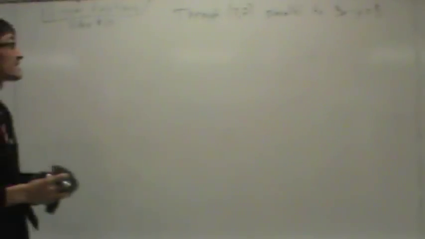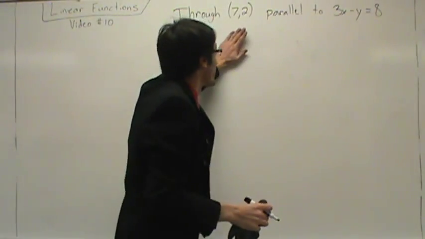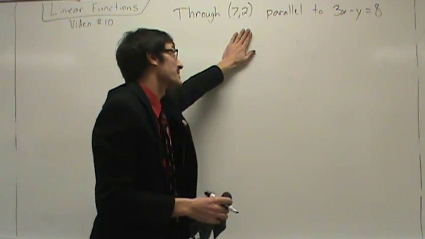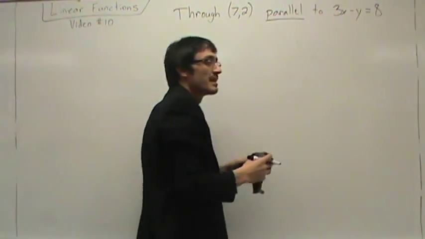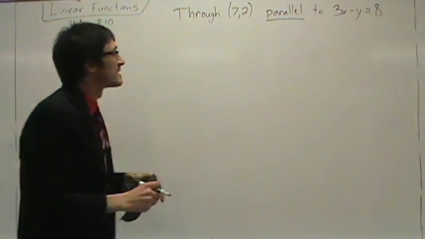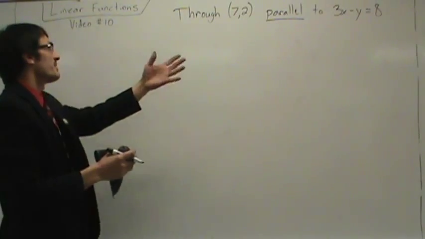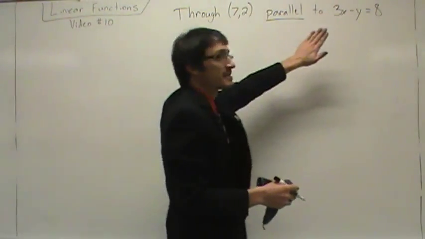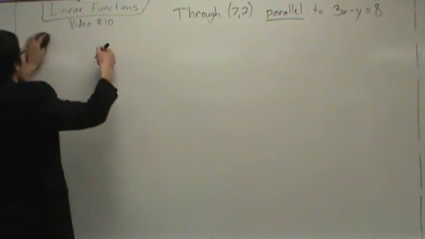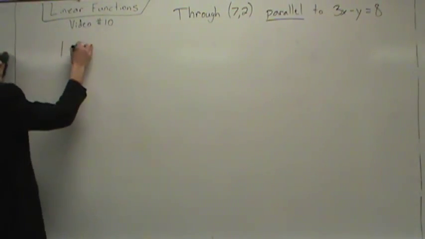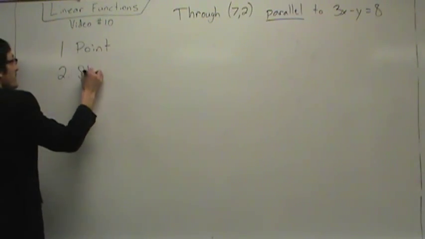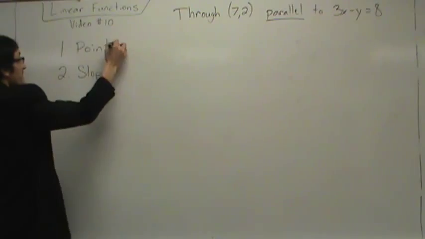If I had to say, this is probably one of the top 3 most missed questions on the test, something similar to this, except I won't ask you to find parallel, I will tell you to find perpendicular. We're going to talk more about that in a minute. Students don't know how to read this information. So going back, what do we need to graph a linear function? We need a point, and we need a slope.